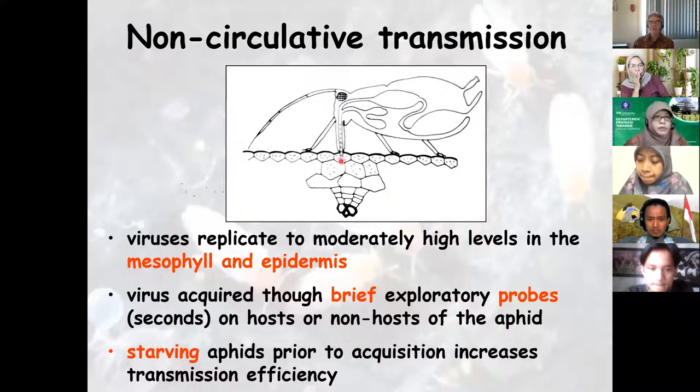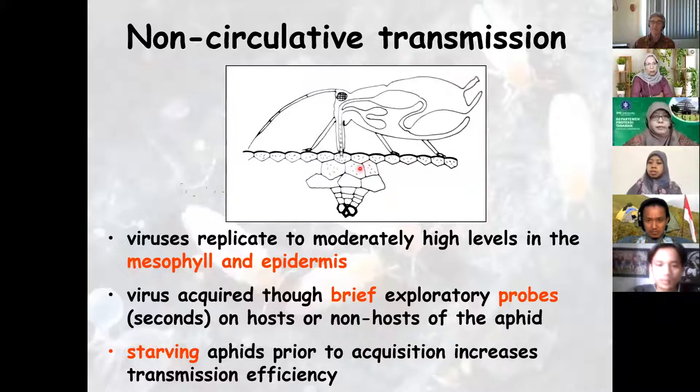So this is transmission where the aphid is just feeding on these epidermal cells and mesophyll cells and parenchyma cells. Viruses replicate to a higher level in these cells. The virus is picked up through brief probes, it can just be a few seconds. And it doesn't matter if the plant is a host of the aphid or not, because the aphid is just doing its initial tasting to see if it's a host. And during this process, it can pick up the virus very quickly.